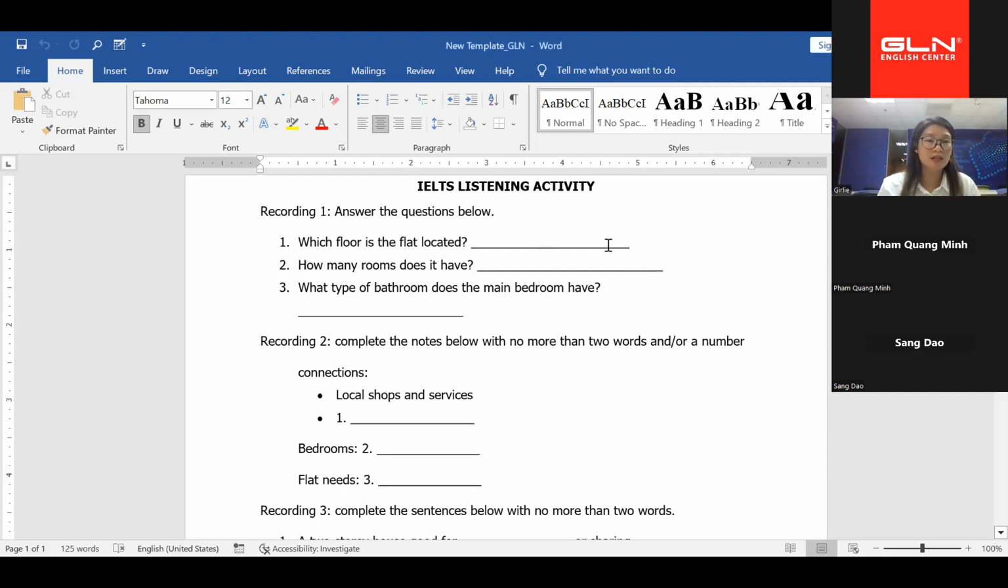So in the instructions, it says there, answer the questions below. Number 3, what type of bathroom does the main bedroom have? The answer for this one is in connection to decoding. How familiar are you with the vocabulary? So anyone who can answer the 3rd one, what type of bathroom does the main bedroom have?